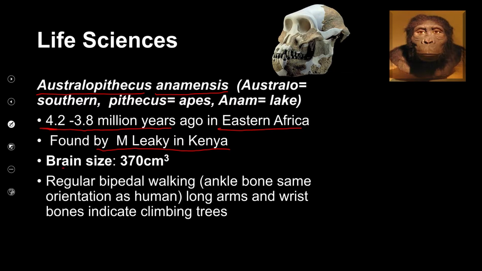Their brain size is also quite small, only 370 cc's. So you can see again their cranium gets quite flat. So that is an indication that they had a small brain. They also were bipedal, so they walked upright. Their ankle bone is pretty similar to that of humans, but they had long arms, and wrist bones indicate that they still used to climb in trees.